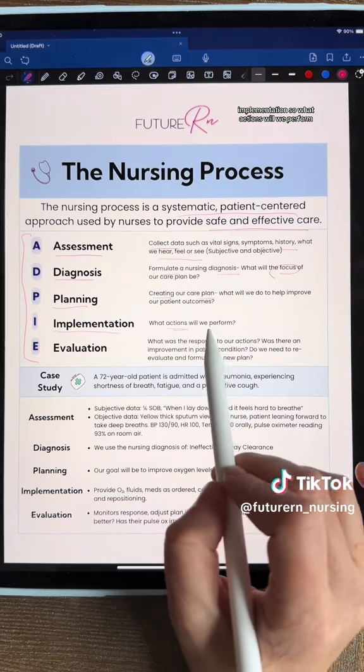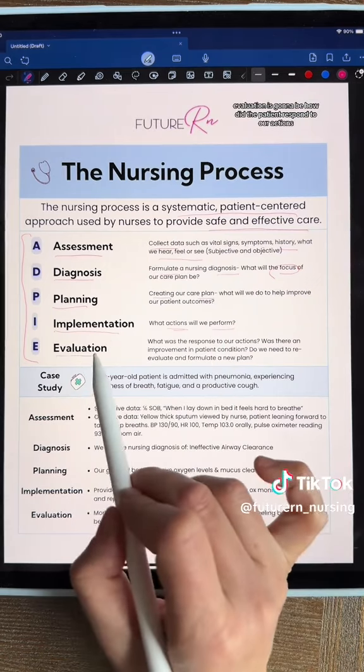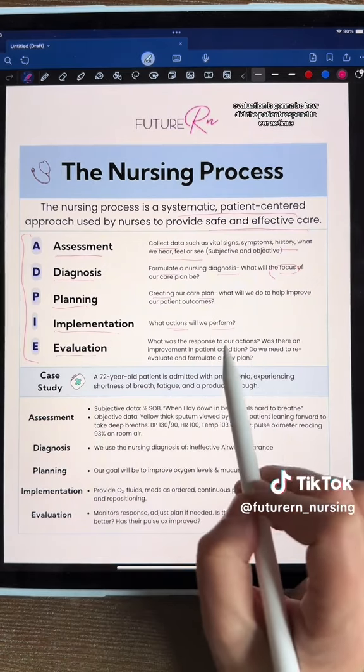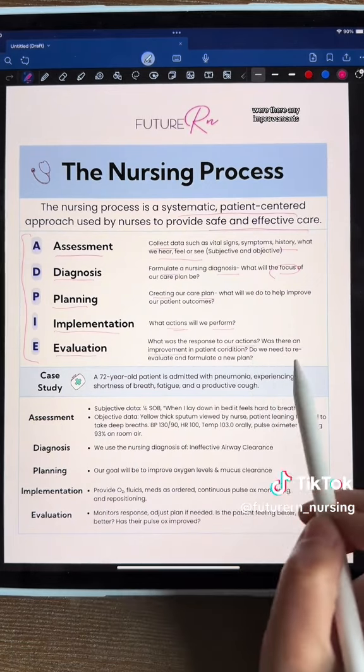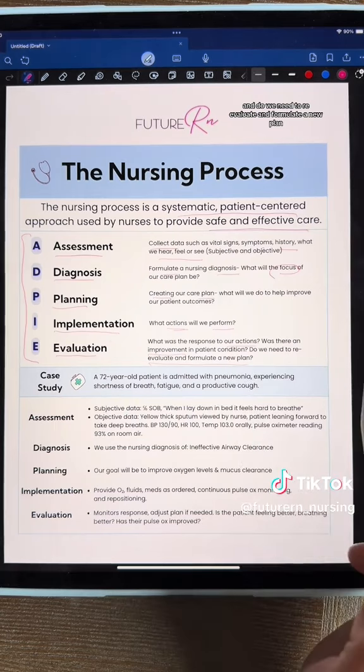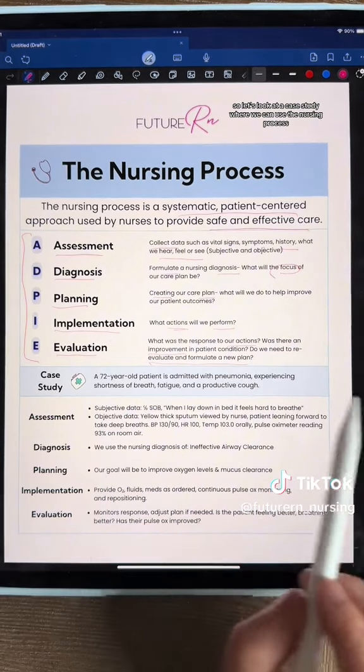Implementation, so what actions will we perform? Evaluation is going to be how did the patient respond to our actions? Were there any improvements, and do we need to reevaluate and formulate a new plan? So let's look at a case study where we can use the nursing process.